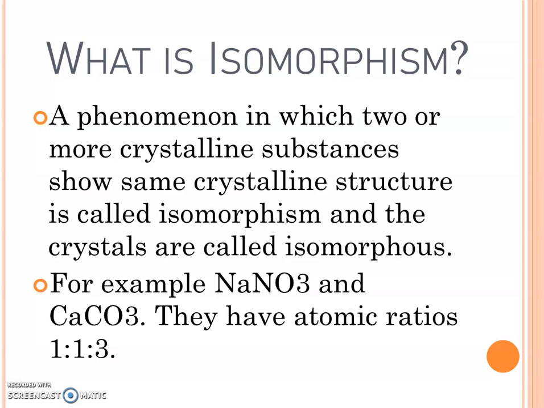The answer is: a phenomenon in which two or more crystalline substances show the same crystalline structure is called isomorphism, and the crystals are called isomorphous. For example, NaNO3 and CaCO3, they have atomic ratios 1:1:3. This may come for 2 marks, 1 mark for the definition and 1 mark for the example. You can just note it down in your notebook so that you don't forget it, and please try to learn it now itself so that you can do better in your board exams.